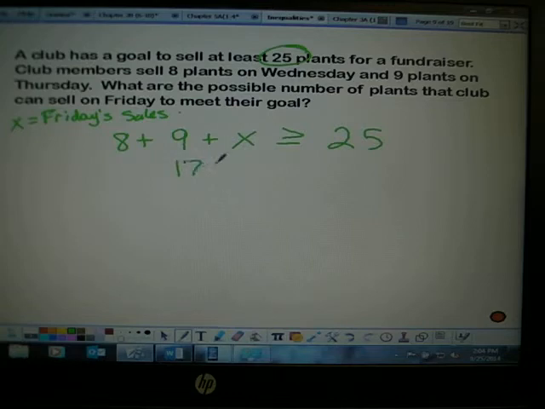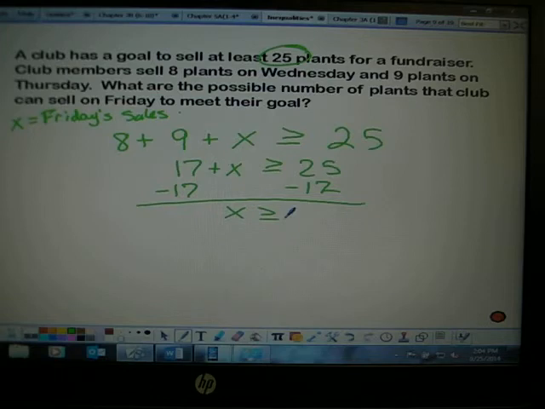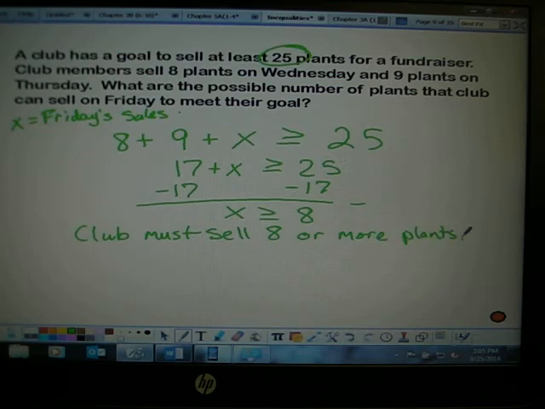Now we can go ahead and add those together. Do your subtraction property of inequality. Subtract the same number from both sides of the equation. So that should be a 7 there. So 25 minus 17, you get 8. So what does that mean? That means the club must sell 8 or more plants. Make sure you explain what that answer means.